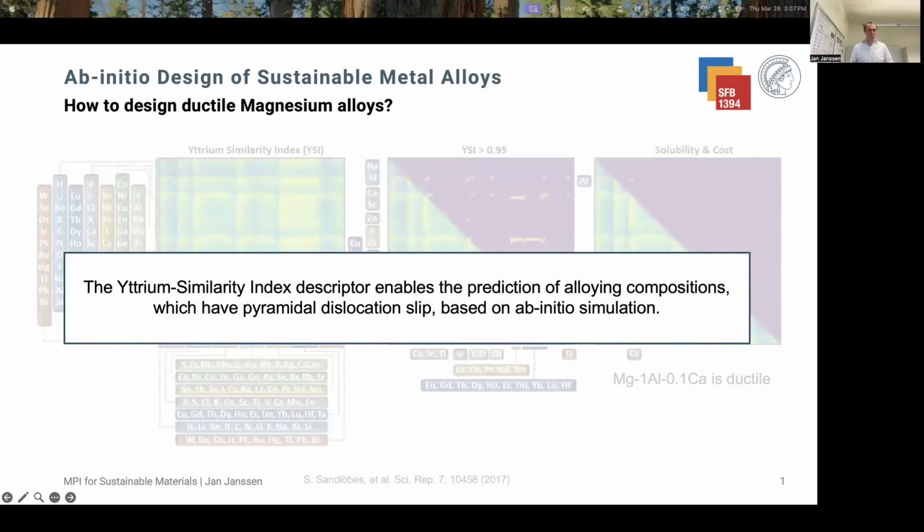And how did we find this? Right, so we found this with this magnesium similarity descriptor. A lot of materials design these days is based on identifying a good descriptor and then being able to screen the periodic table with simulations, and then afterwards realizing this experimentally.